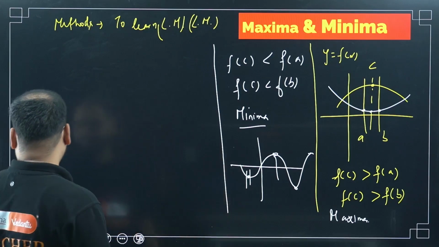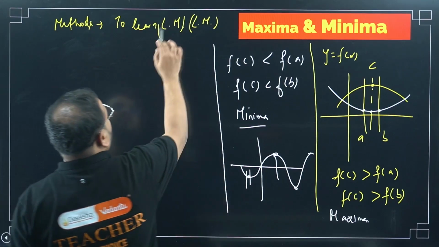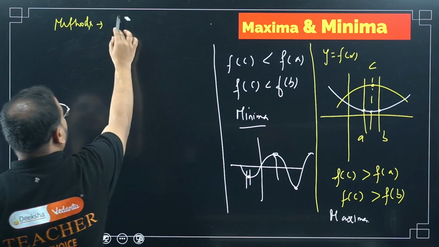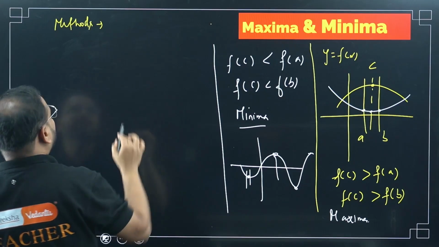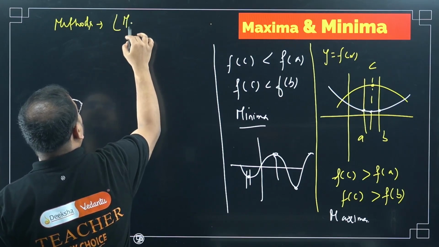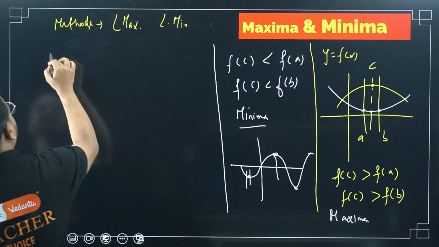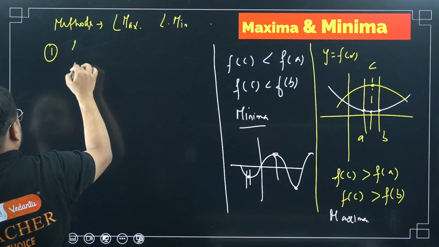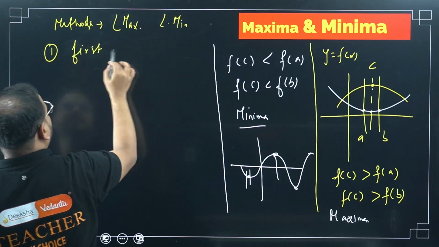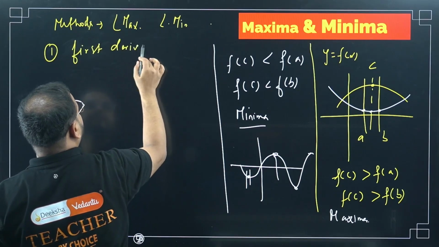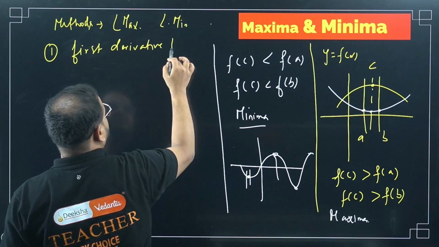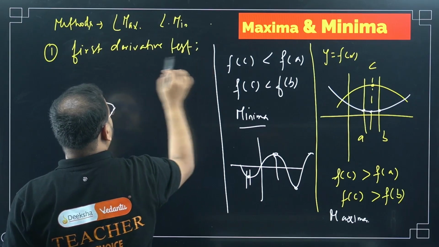If you want, I can rewrite it. Why have confusion, sir? So, methods to find what? Local maxima or local minima. What is the first method? Method 1 is the first derivative test. First derivative test.